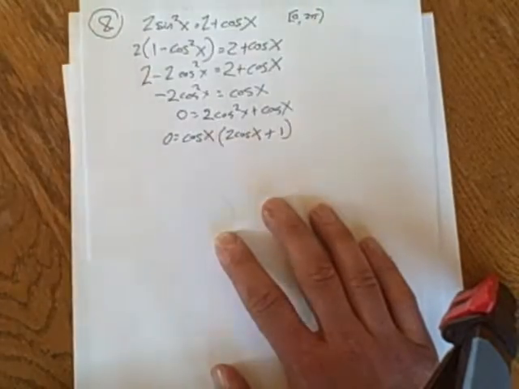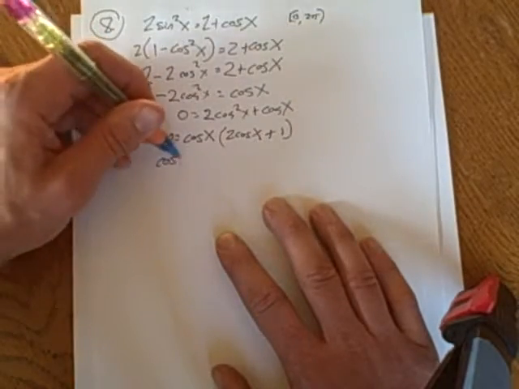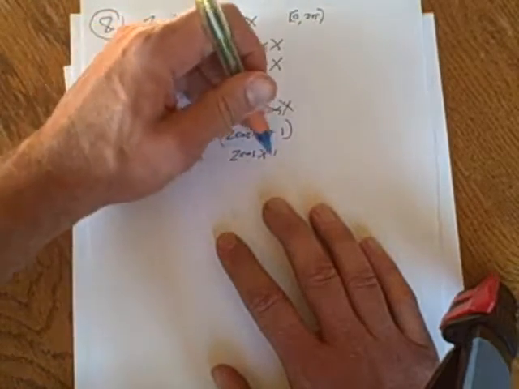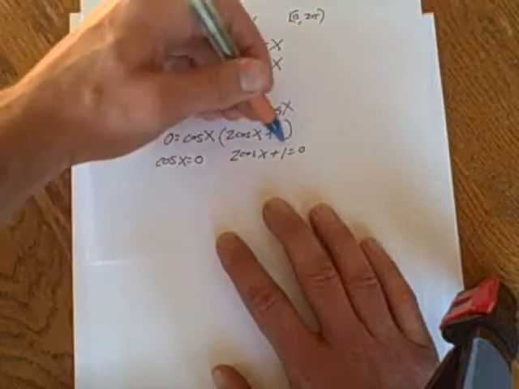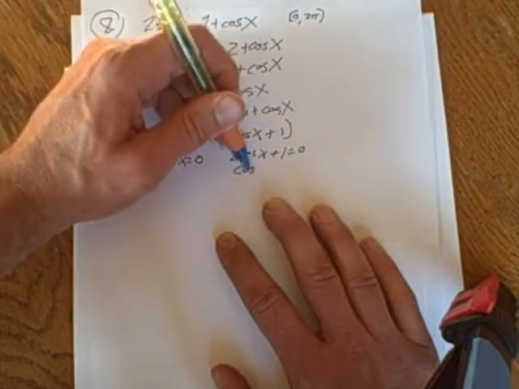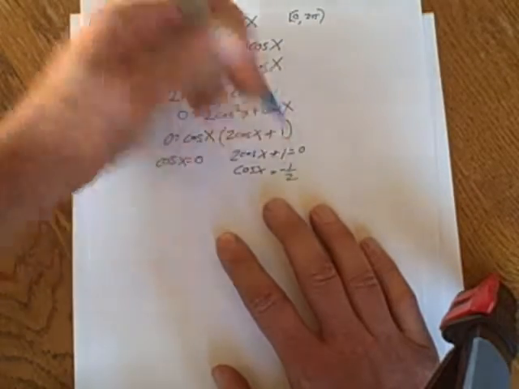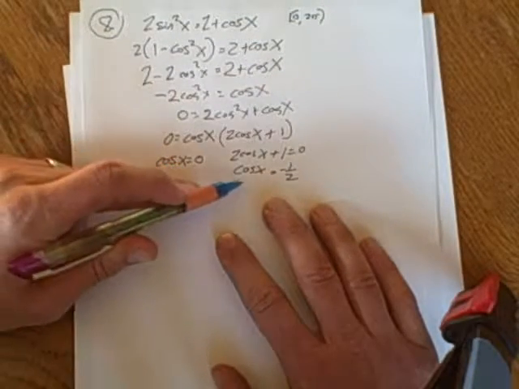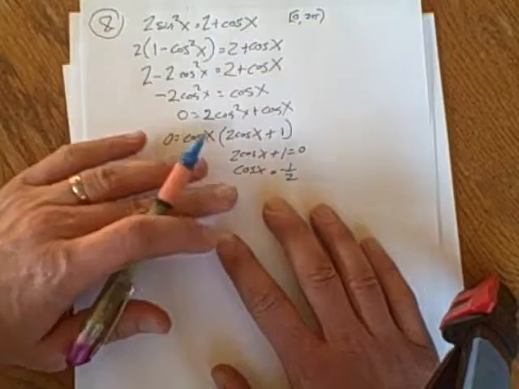These two things are multiplied to give me 0, so I know that cosine of x has to equal 0. I also know that 2 cosine of x plus 1 has to equal 0. So on here, subtract 1, divide by 2. Cosine of x equals negative 1/2. So I have these two solutions. Cosine is 0, or cosine of the angle is negative 1/2.